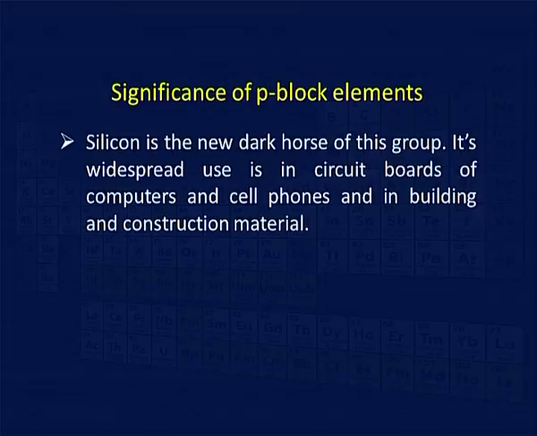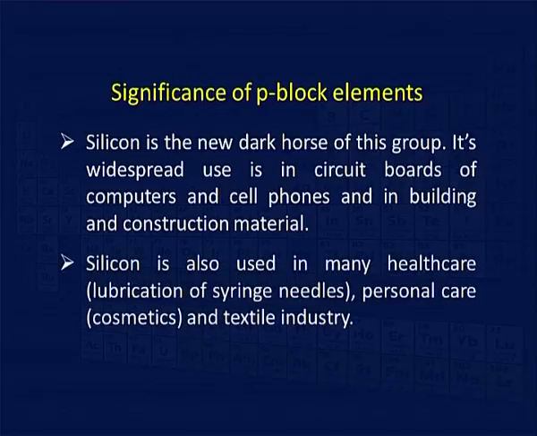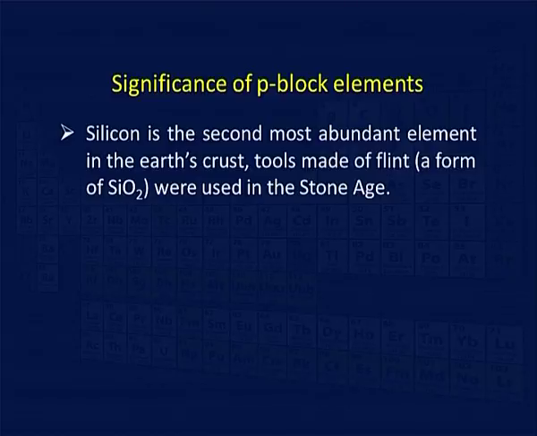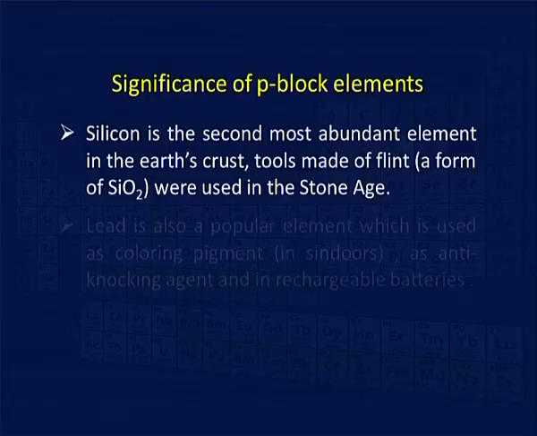Silicon is the new dark horse of this group. It is widely used in the circuit boards of computers and cell phones and in building and construction material. Silicon is also used in healthcare, for lubrication of syringe needles, in personal care like cosmetics, and in the textile industry. Silicon is the second most abundant element in the earth's crust. Tools made of flint, which is a form of silica, were used in the Stone Age.